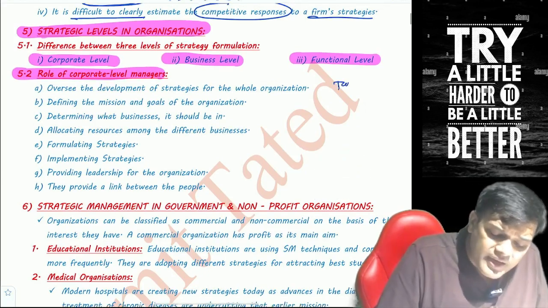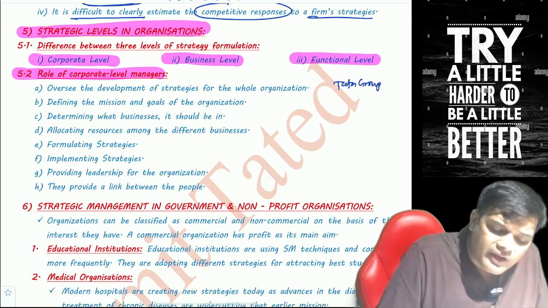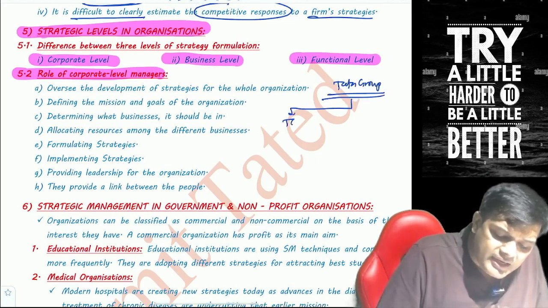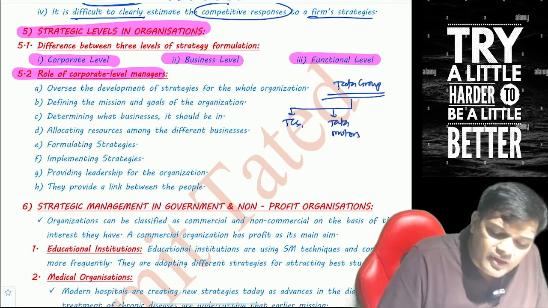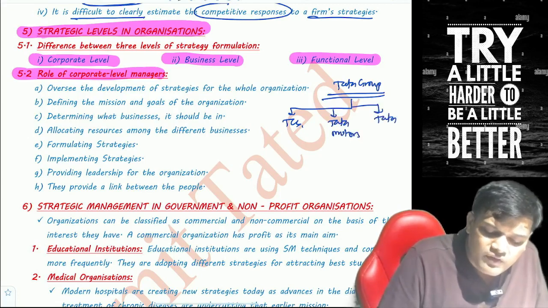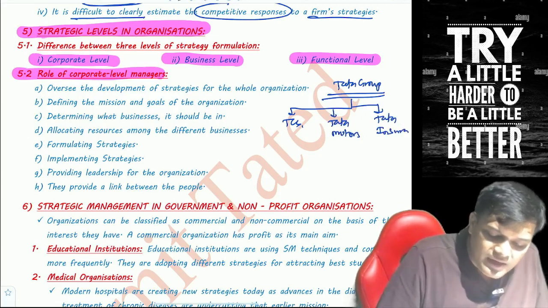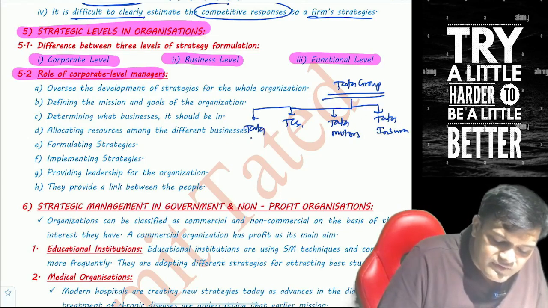Let's discuss like this. One is Tata Group. Tata Group has one Tata Consultancy Services, one Tata Motors, one Tata Insurance, and one more, Tata Steel. Now please understand Tata Steel. Is everybody with me?